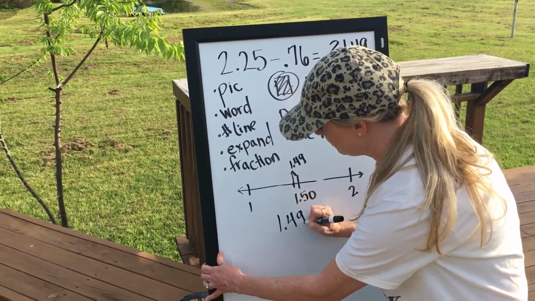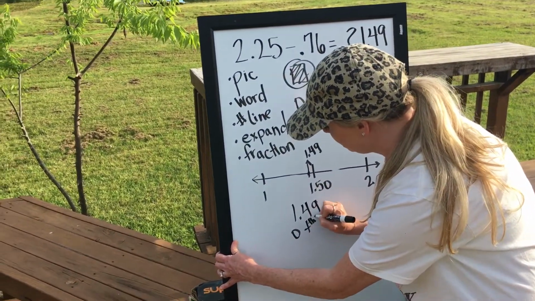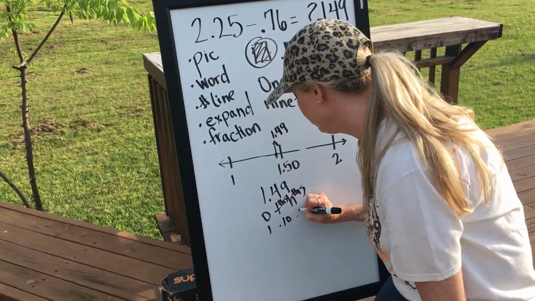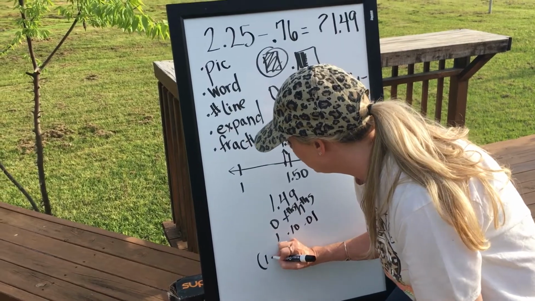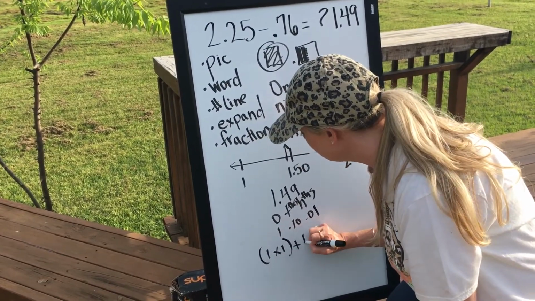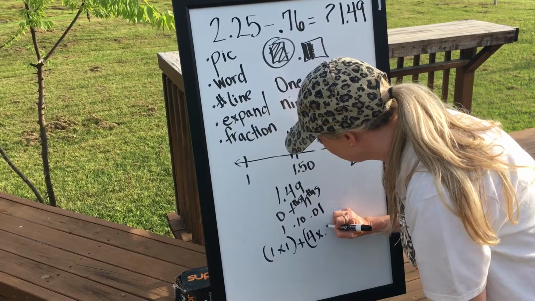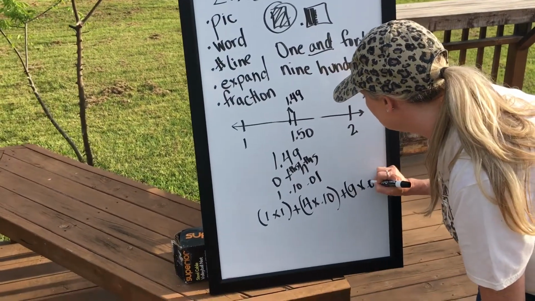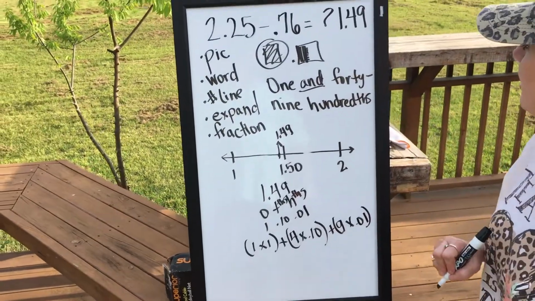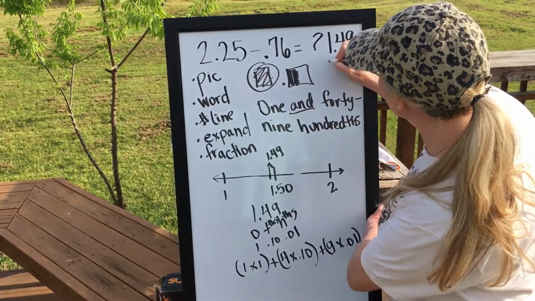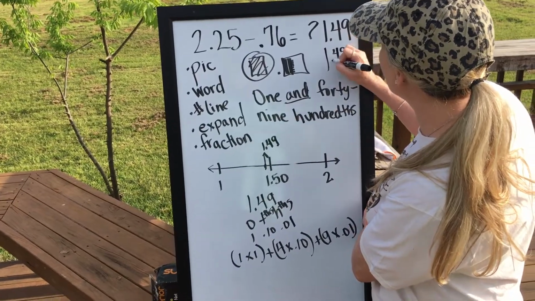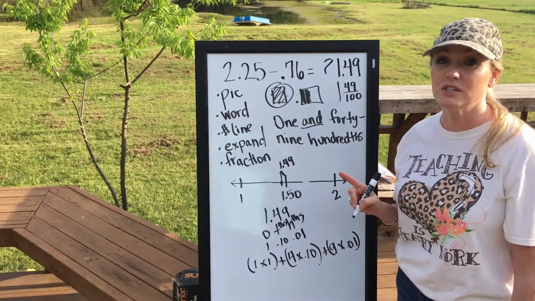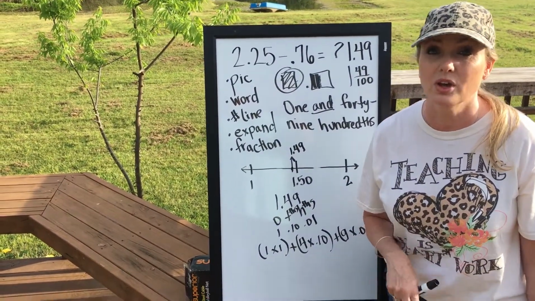Expand it. Take your number, make sure you do your OTHs, give it its value, and then write 1 times 1 plus 4 times your 10th plus 9 times your 100th. And then our fraction form, super easy, 1 49/100.